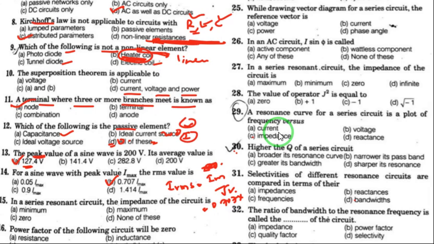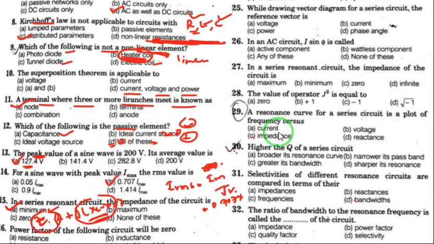Next one, in a series resonant circuit, the impedance of the circuit is how much? The impedance of the circuit is minimum. See, in a series resonant circuit, what happens? XL equals XC, that is Z equals R plus j into XL minus XC. So XL equal to XC, so the imaginary portion will be 0. So only resistance will be there. Z equals R, so the impedance becomes minimum.